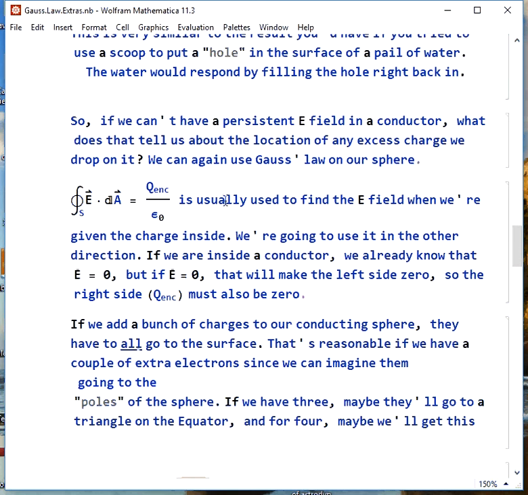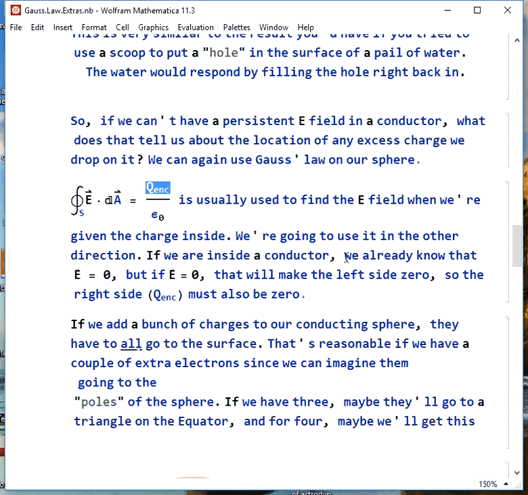So if we can't have a persistent electric field in a conductor, what does that tell us about the location of any excess charge we put on it? We can use Gauss's law on our sphere again. Ordinarily, we use this so that we can find the E field given the charge distribution, but we can do this in the other direction.